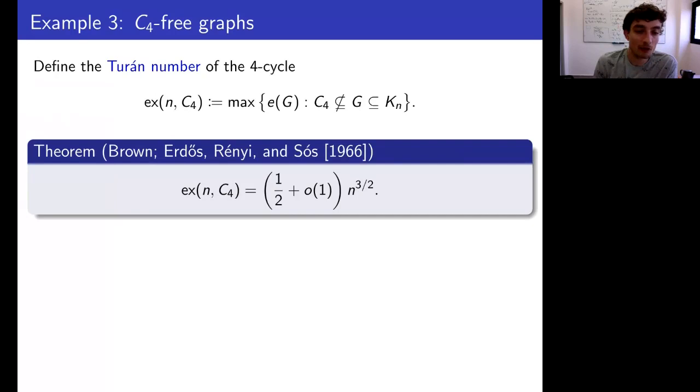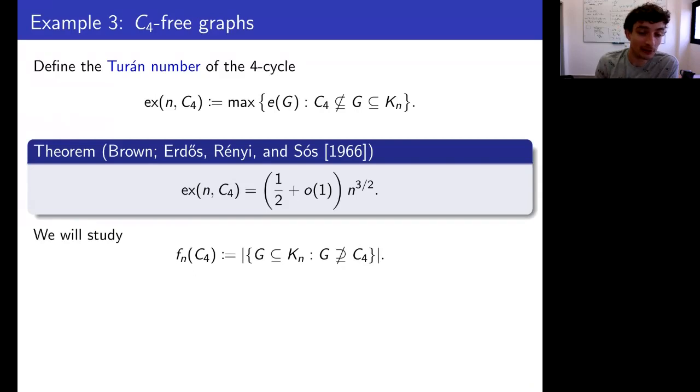A famous construction and an upper bound due to Brown and Erdős, Rényi, and Sós says that the largest number of edges in a C4-free graph with n vertices is asymptotically a half of n to the power 3 over 2. So the upper bound is an elementary counting argument, whereas the lower bound is a beautiful construction using discrete geometry.